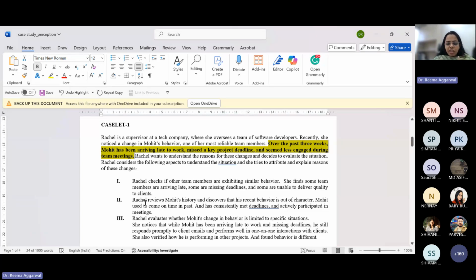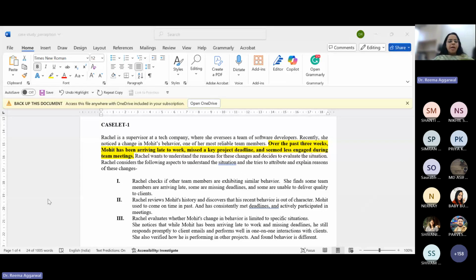Also, declining. In the second point it is written that Rachel reviews Mohit's history and she discovers that this is a recent behavior out of his character. So consistently Mohit was not like this. It is recently that he has started doing this. So Mohit used to come on time in the past. He has consistently met the deadlines and actively participated in the meetings. So consistency is low. So when consistency is low, then the behavior is attributed to an external factor.